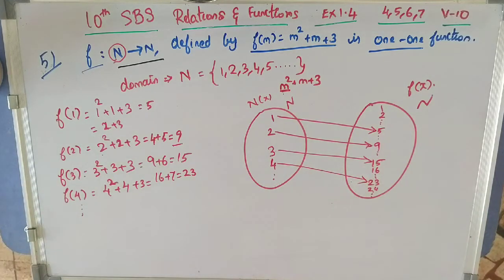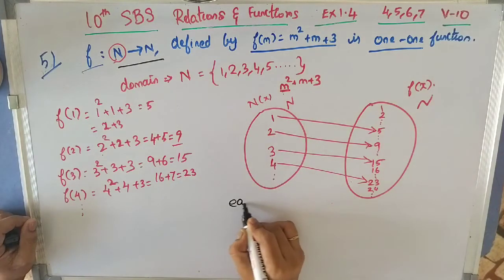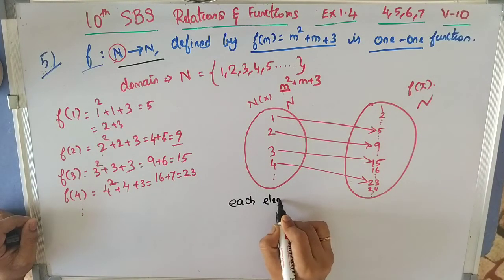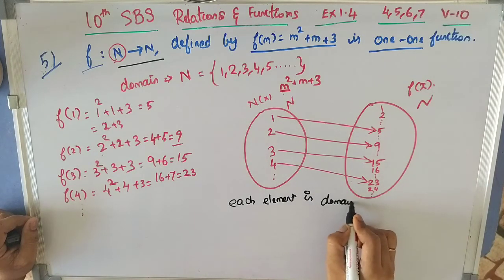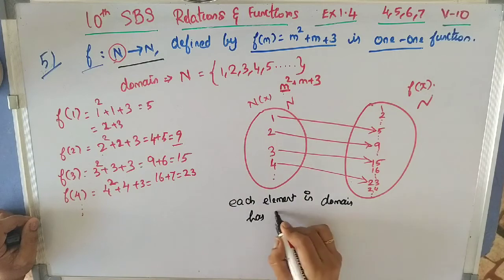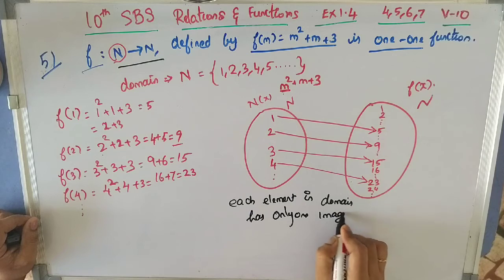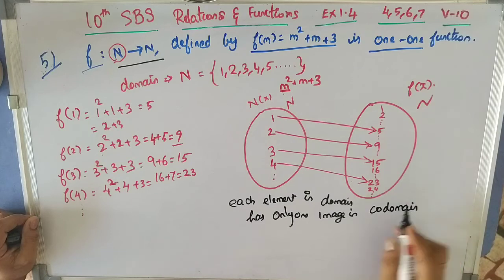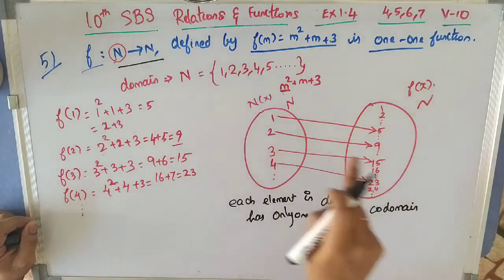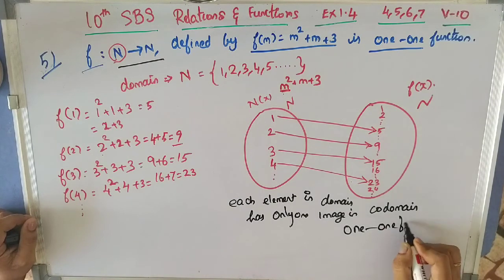On seeing this arrow diagram, what can you say regarding one-to-one function or many-to-one function? It is a one-to-one function, isn't it? Because each element in the domain has only one image in the codomain, isn't it? It can be clearly said from the name one-to-one function. One element in the domain, one image in the codomain. Okay? So here this is clearly a one-to-one function.